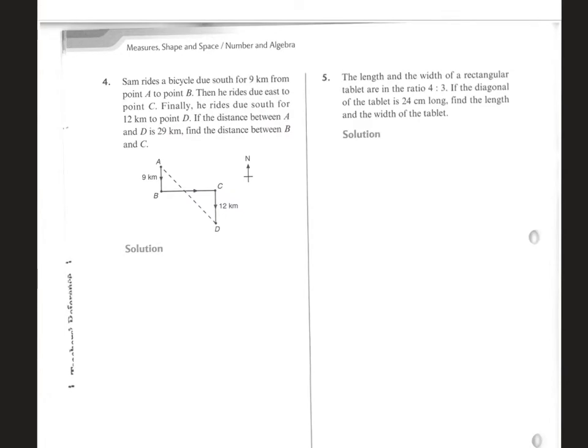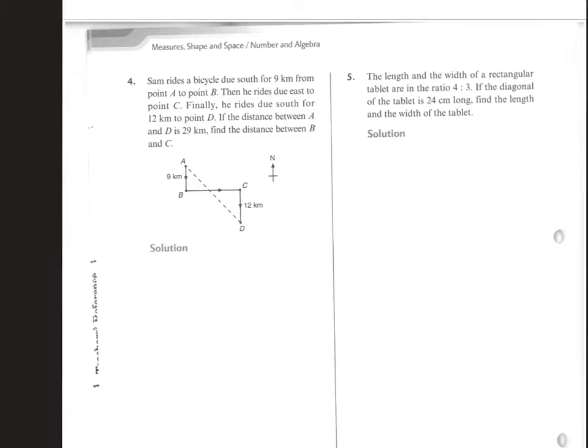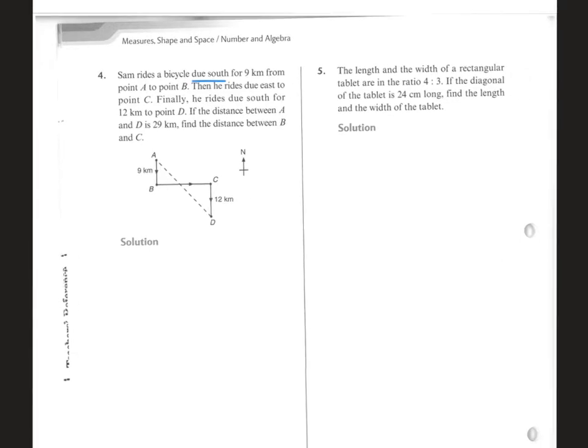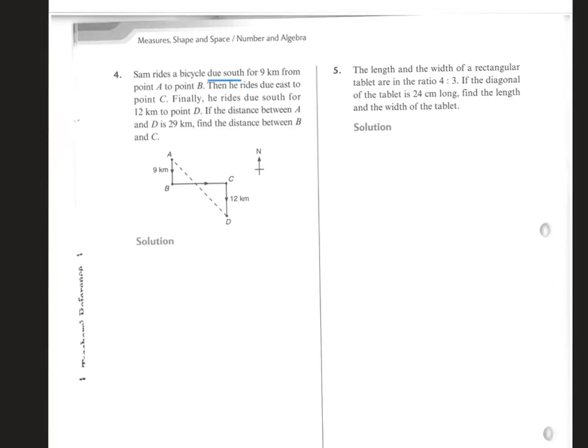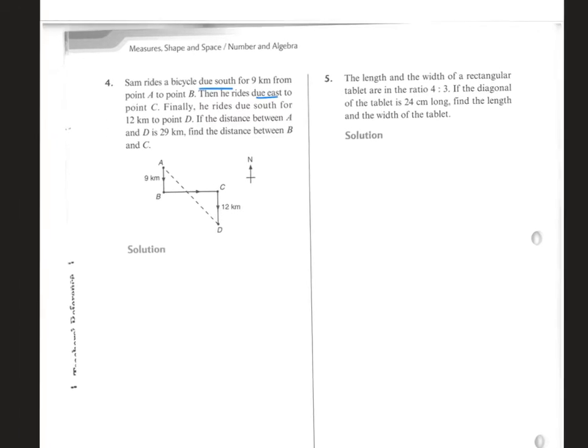Number 4 is a question about distance, so take a look. There is a boy called Sam riding a bicycle due south. So you see the word due south again. Then from A to B, he rides due east for a certain distance, which is not given, so we don't know how far he goes. And finally, he rides due south 12 km to point D.